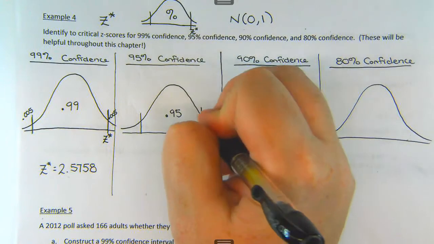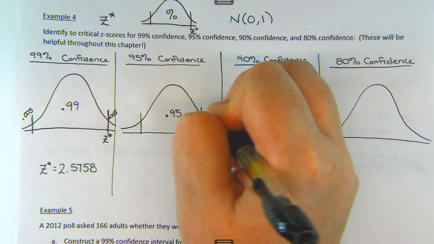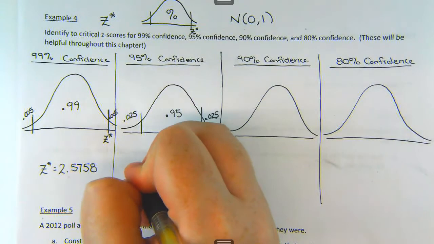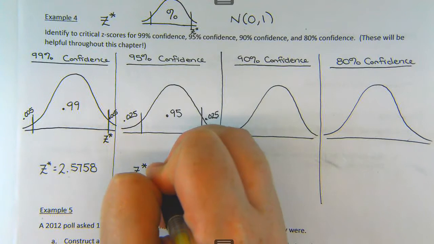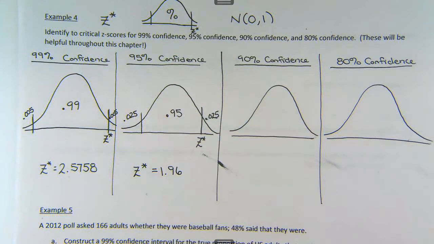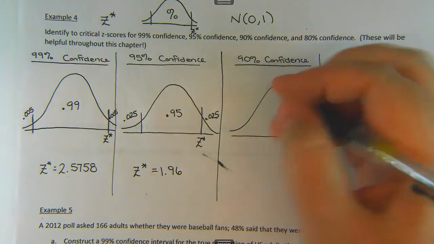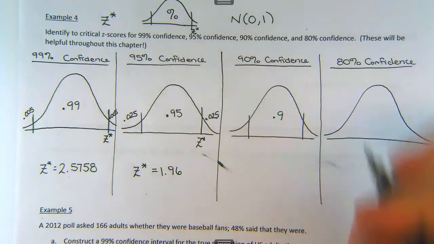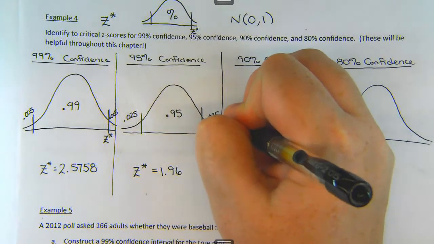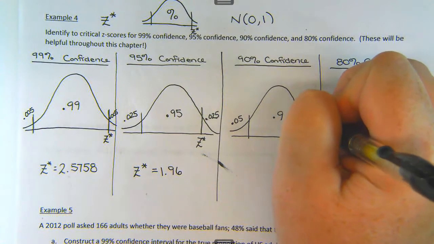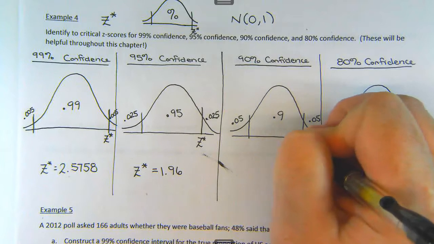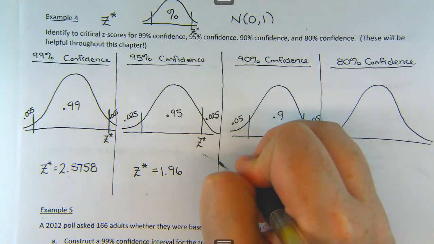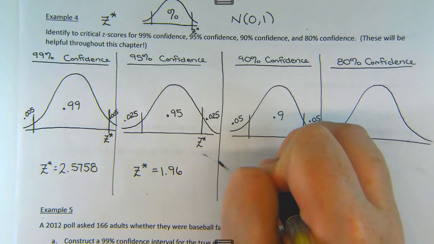We have 95% in the middle, that's going to leave 0.025 in each of the tails. So using that distribution of the areas, finding that cutoff value, you should get that number of 1.96. Then when we go to 90% confidence, we'll have 90% in the middle, which means we'll have 0.05 in each of the tails, and we want to find that z-star. So using those areas in our standard normal curve should get a z-star value of 1.6449.